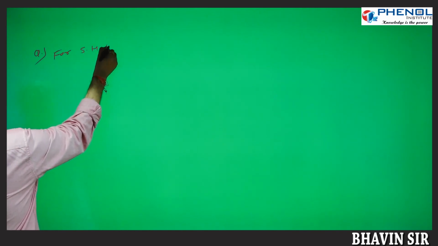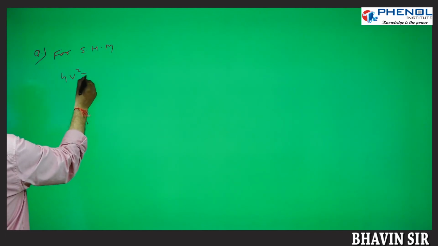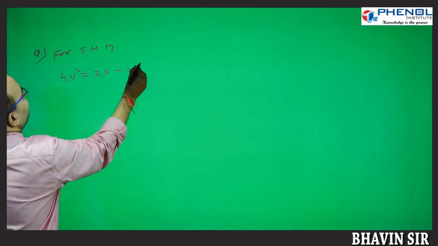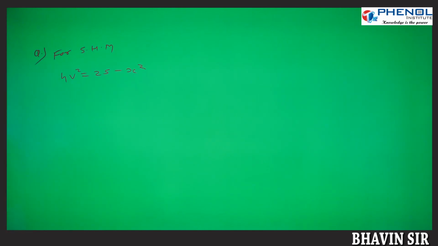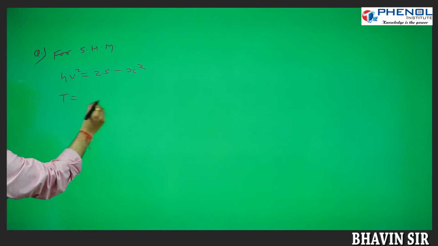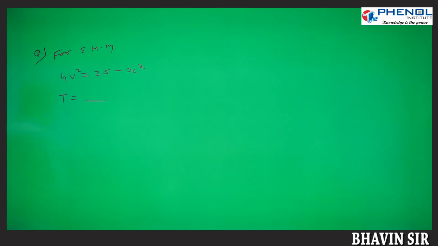For SHM, velocity is given by 4v square equals 25 minus x square. Find the time period. Okay, for SHM, velocity is what? 4v square equal to 25 minus x square. Then find the time period. Try this question, students.